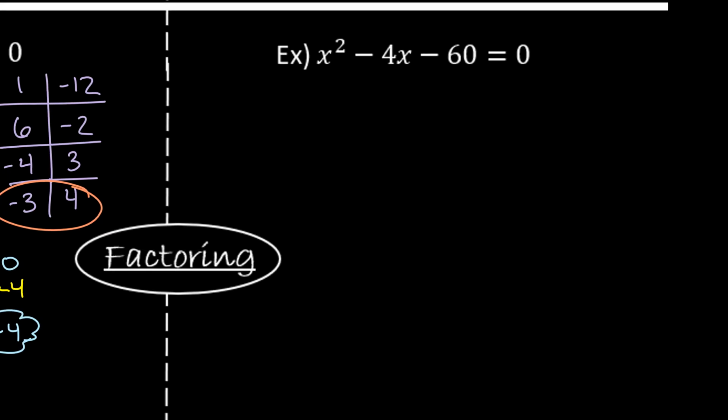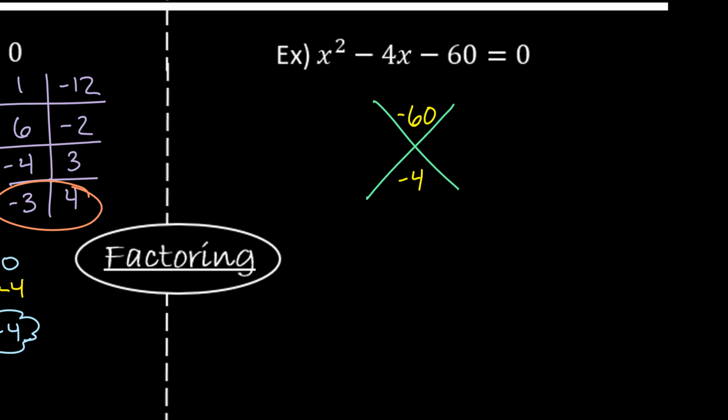I'm seeing a lot of good answers here. What do you do first? Draw your x. Okay, what should you look for first? Always look for a GCF first. Clearly, is there a GCF here? No, so we can, yes, create your x. Now, what goes up top? A times C, which is negative 60, and then the bottom? B, which is negative 4. Good.